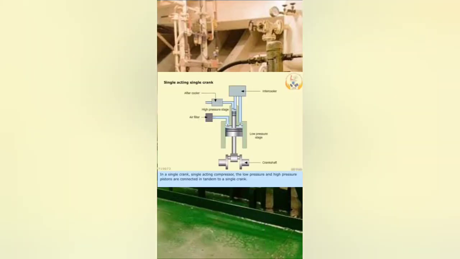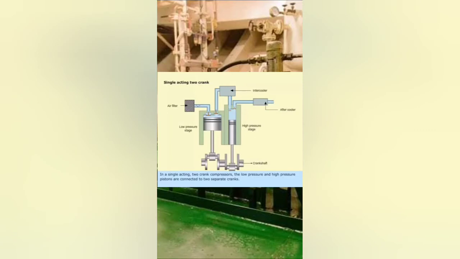In a single crank, single acting compressor, the low pressure and high pressure pistons are connected in tandem to a single crank. In low pressure stage, when the piston moves down, the atmospheric air is inducted. The compressed air from the first stage flows to the second stage through the intercooler. The pressurized air is inducted into the second stage. As the piston moves up, compression takes place in both stages. The high pressure air from the second stage is delivered through the aftercooler.